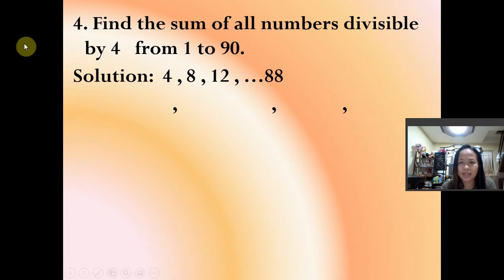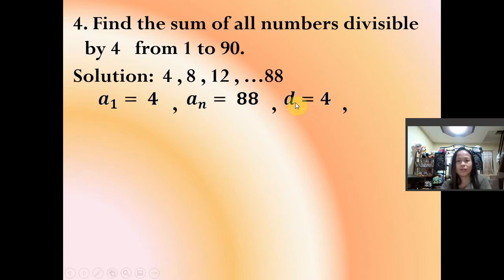So that is 88. Now, from this one, we can have first term is equal to 4. Next, our n-th term or the last term is 88. And our common difference is 4. Okay, that's 8 minus 4, that's 4. 12 minus 8, that's also 4. Or simply, that's divisible by 4. So therefore, our common difference is 4. Now, how about our n? Actually, we can have 88 divided by 4, that is 22. So our n is 22.